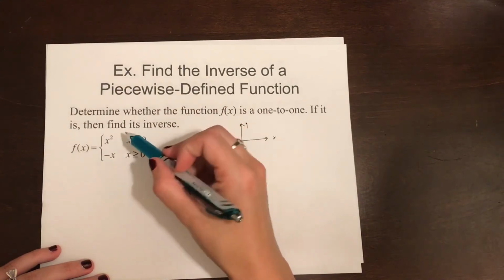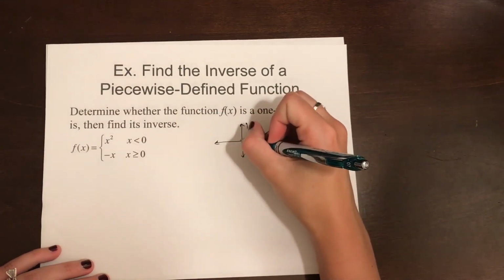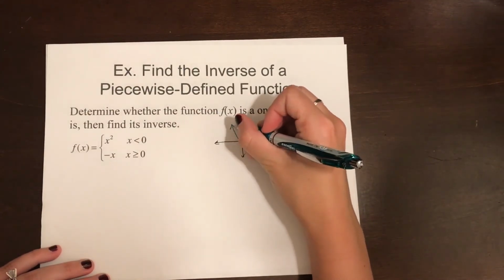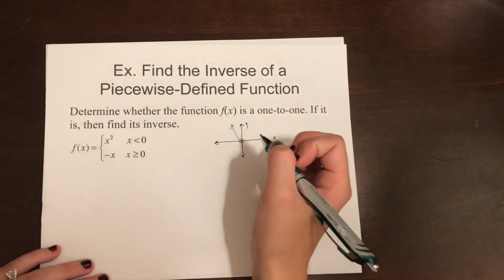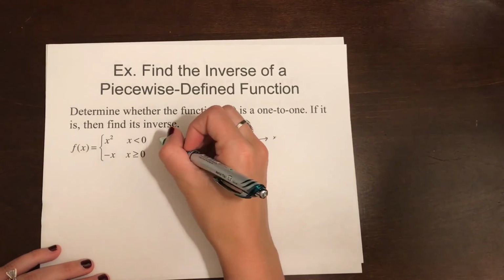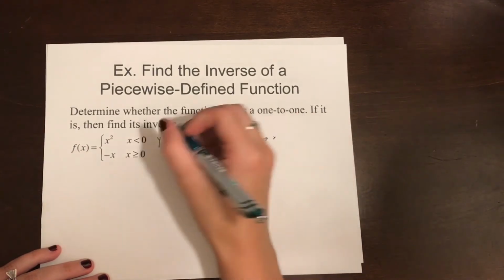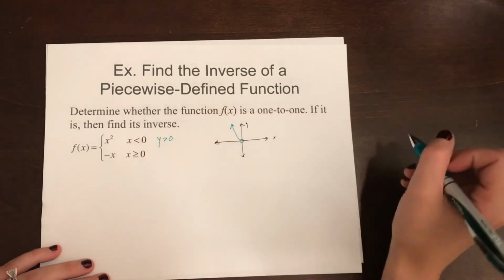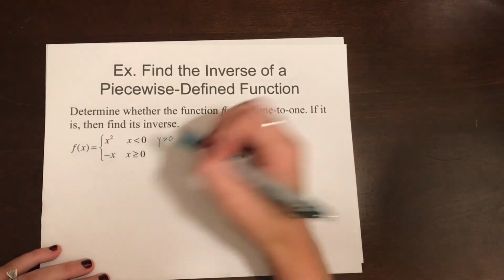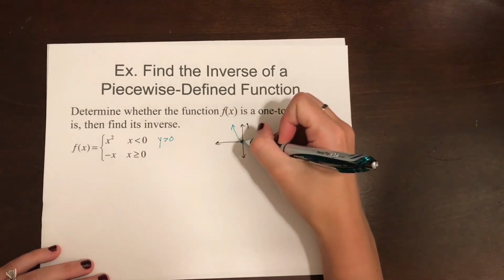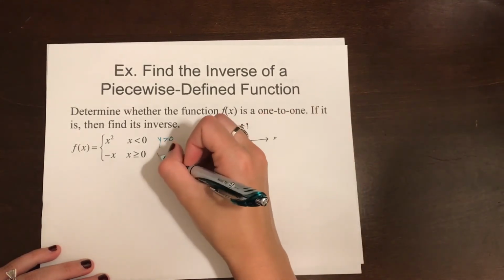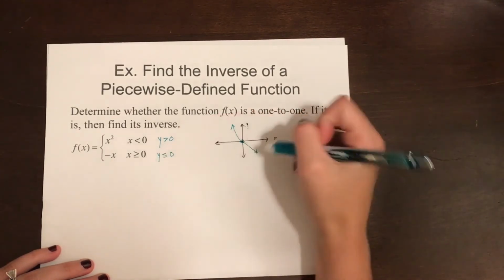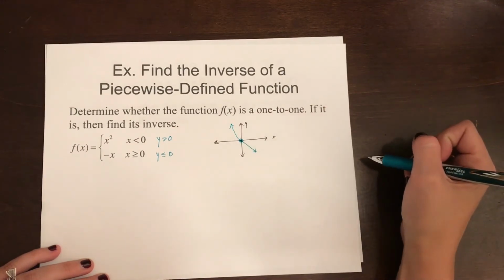So for x strictly less than 0, the graph will look like x squared. Okay, notice my open circle. Notice for this part too that the y values are y strictly greater than 0. Then for x greater than or equal to 0, the graph will look like y equals negative x. So this is y less than or equal to 0 for that part.